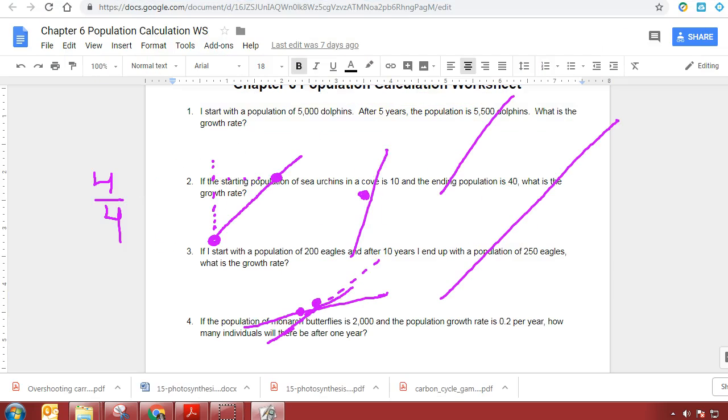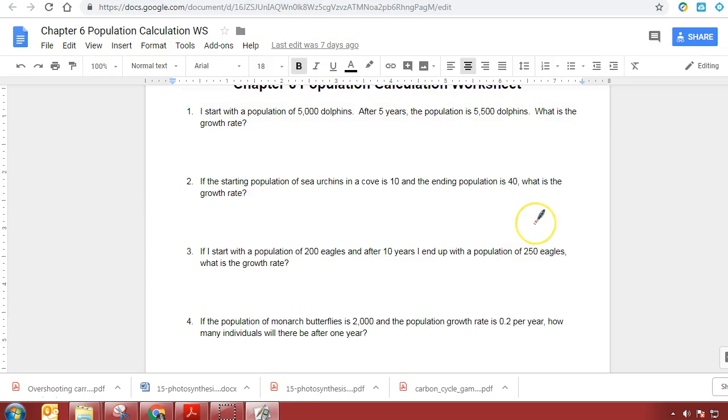All right. So if I start with a population of 5,000 dolphins, after 5 years the population is 5,500, what's the growth rate? So we know the growth rate is just the difference divided by the original. So what's my difference going to be? 500, okay. And what's my original? 5,000, right? So my growth rate is going to be 0.1.